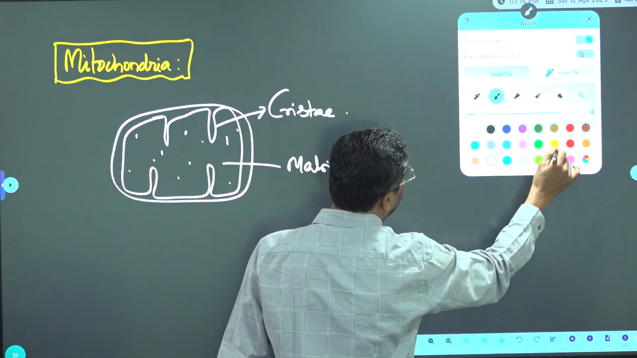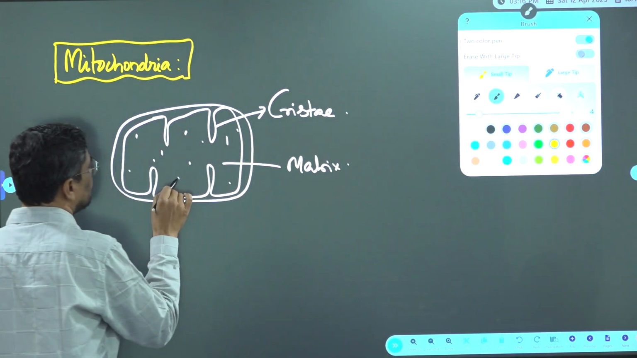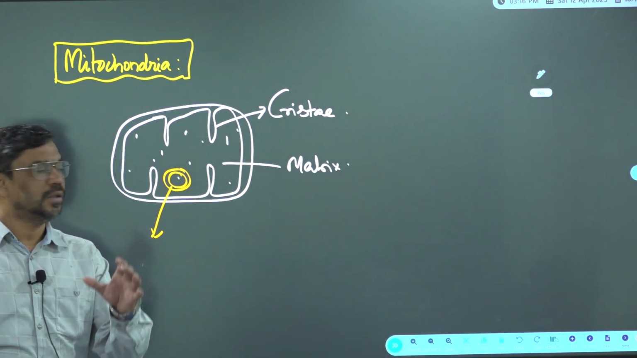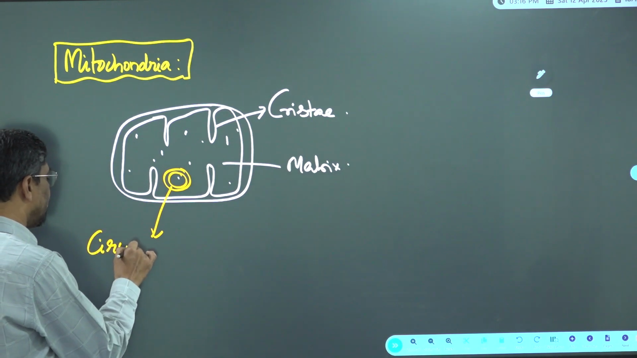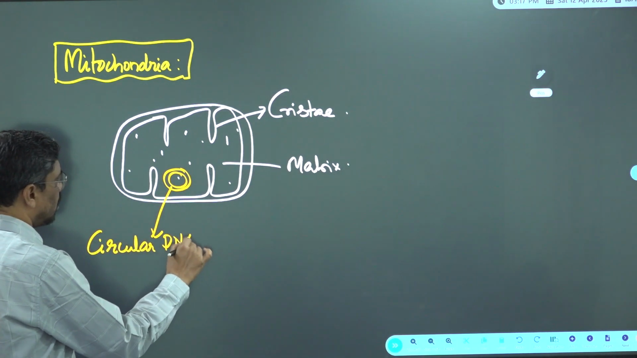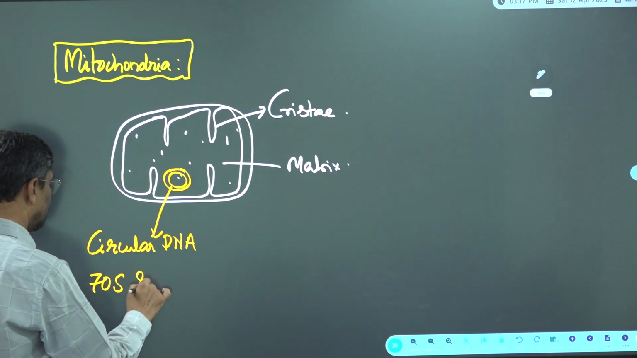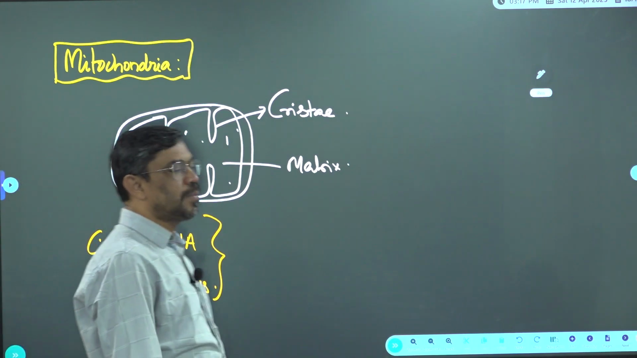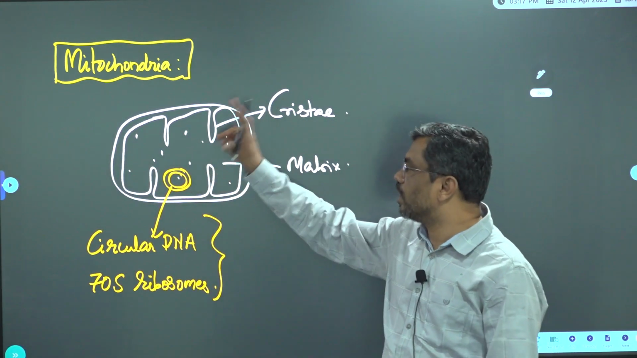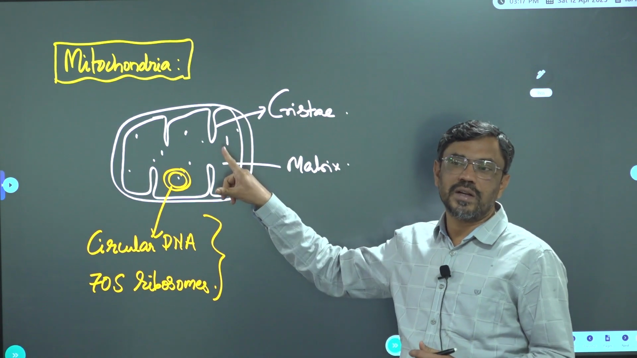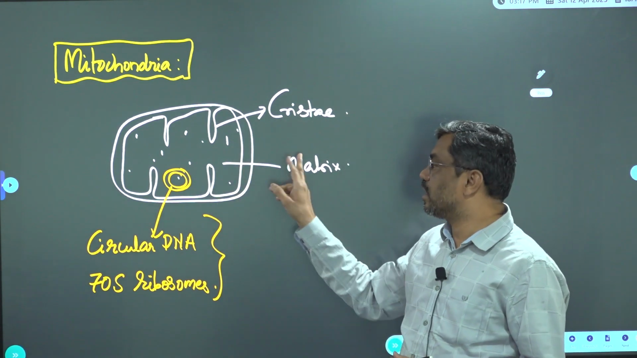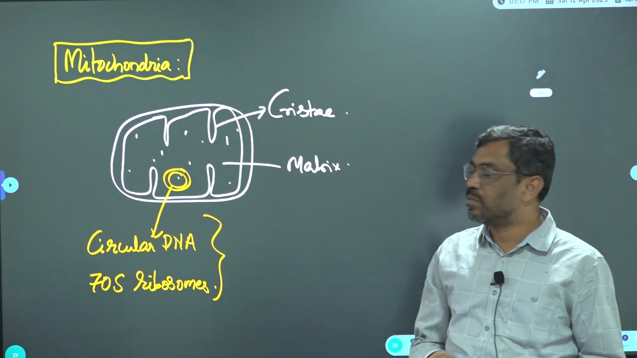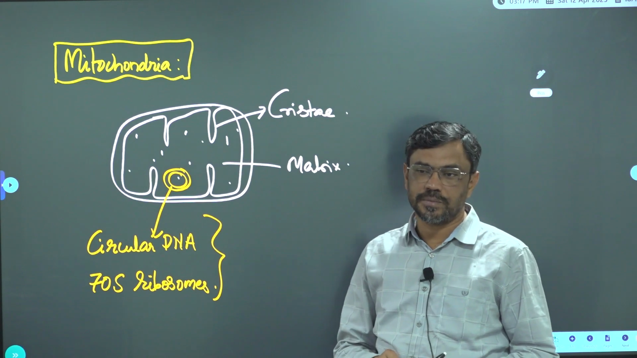In the mitochondria, a small circular DNA is present. This is the mitochondrial genome. It also contains 70S ribosomes. So that means the mitochondria is made up of two membranes, outer and inner membranes. Inside the mitochondria, there is a fluid matrix, and in the fluid matrix, there is a small amount of circular DNA, and 70S type of ribosomes are present.